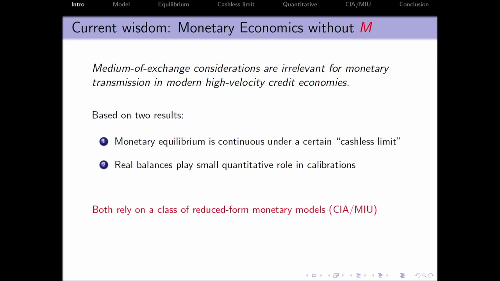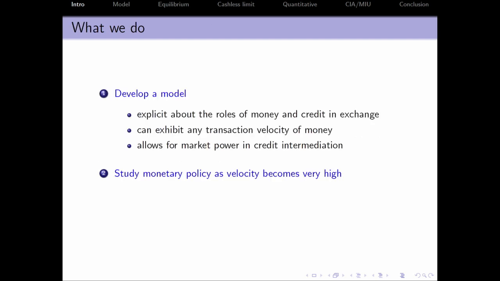What I want to point out is that both are about 20 years old, and they rely on reduced form models, either cash in advance or a cooked up cash in advance version that ends up looking just like money in the utility function. So what we're going to do here is revisit those two results, see how robust they are, and we're going to develop a model where micro foundations are tricky. You can always keep digging.